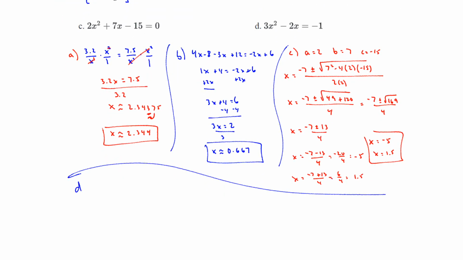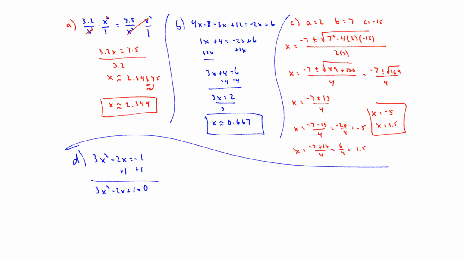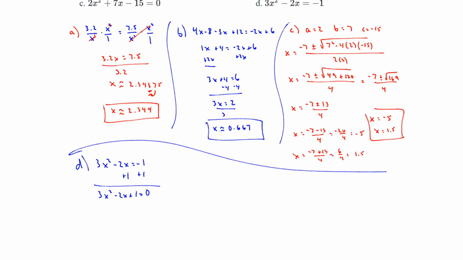So on part D, it looks like we have another quadratic, 3x squared minus 2x equals negative 1. We do want to set this equal to 0, so we're going to add 1 to both sides. 3x squared minus 2x plus 1 equals 0. So now let's go ahead and do the same thing. We'll do the quadratic formula.